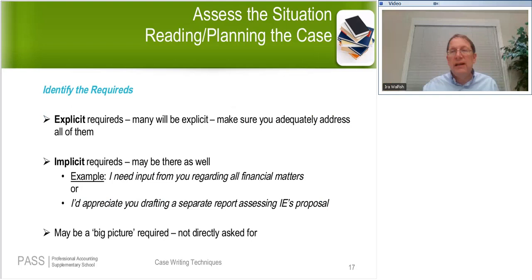But then you've got number 2, an implicit required. By the way, every example I'm showing you here is from a UFE or CFE. "I need input from you regarding all financial matters." I call that implicit. What financial matters? I've got to read the rest of the case. "I'd appreciate us drafting a separate report assessing IE's proposal." What proposal? Probably sitting in one exhibit. Better read it. I don't even know which competencies I'm in here. That's implicit.